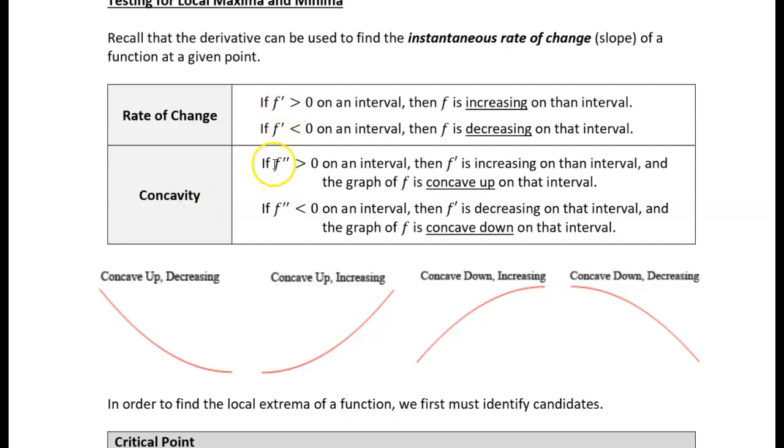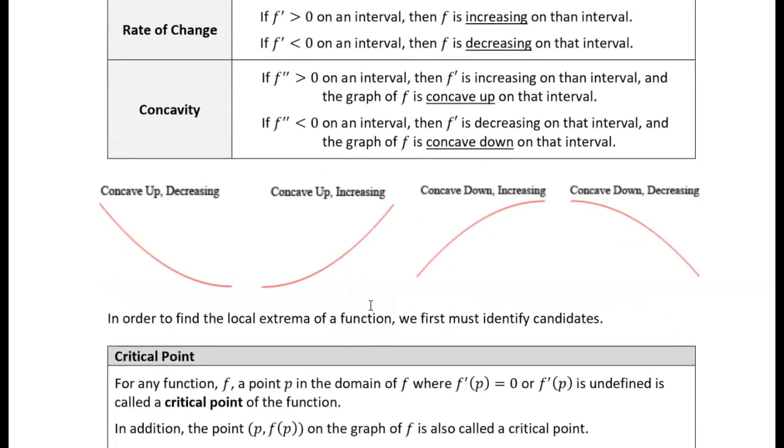We can also look at the second derivative of a function. Okay, if the second derivative is positive, then the slope is increasing, and we call it concave up. Right? The graph is concave up. If the second derivative is negative on an interval, then the slope is decreasing on an interval, and the graph is concave down.